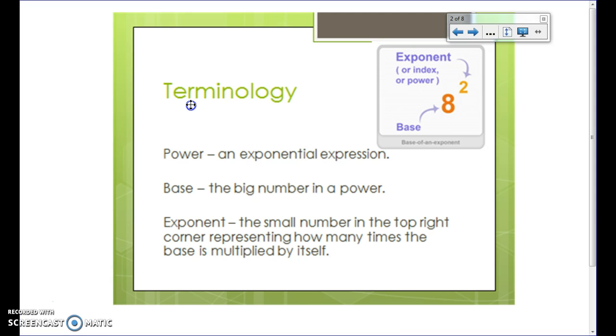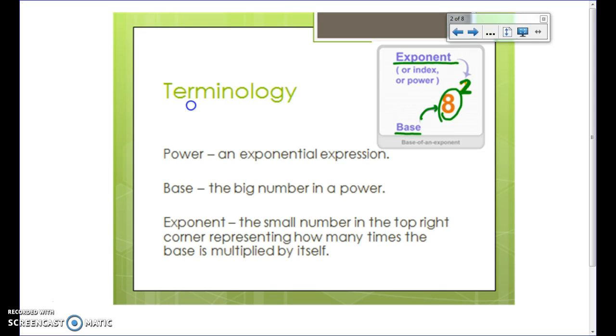To begin, let's talk about just what an exponent is and where it's at. An exponent is the small number up here in the top right-hand corner, 2 in this case. That number is called the exponent. There's another term called the base. That's the bigger number. So 8 to the second power is how we would read that.